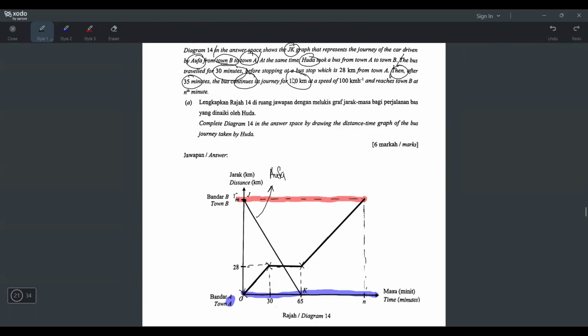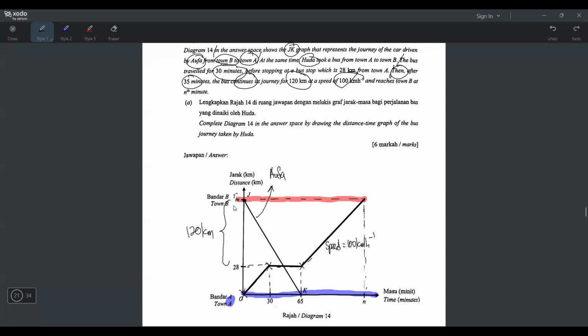So what happens here is he traveled for 120 kilometers. From here to here, the distance traveled is 120 kilometers. And they also give us the speed, right? This speed is actually the gradient, because in a distance time graph, you can find the speed by using the gradient. Let's write nicely: speed equals 100 kilometer per hour. So remember, in a distance time graph, we can use the gradient to find speed. If they say speed is 100, it means the gradient of this line is 100.